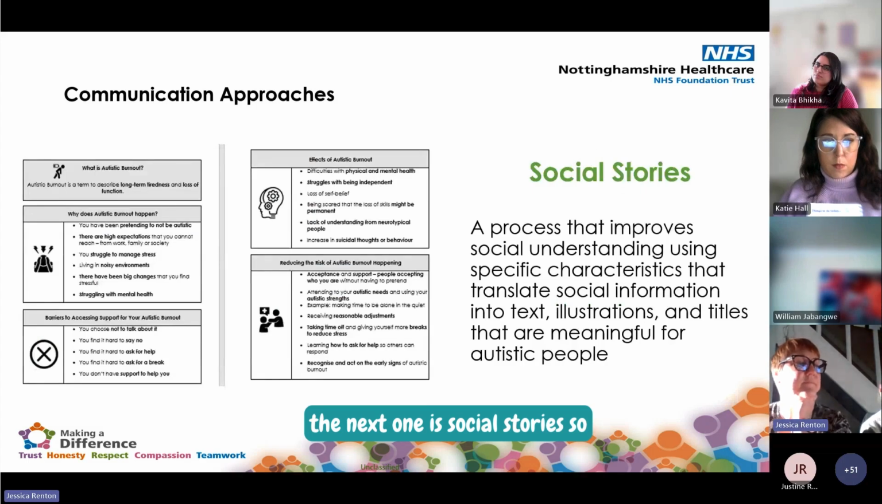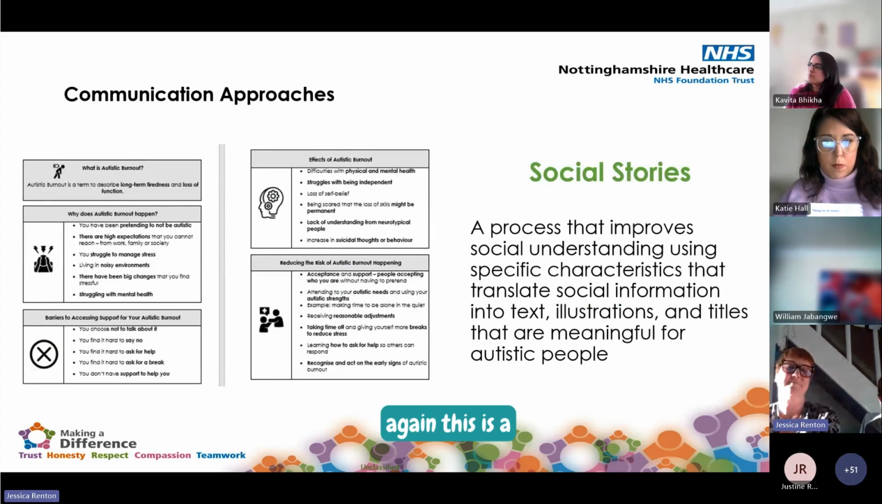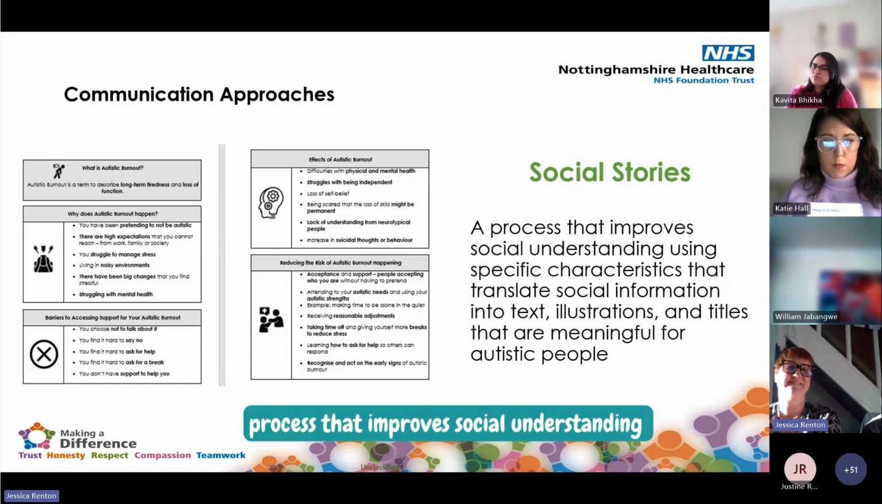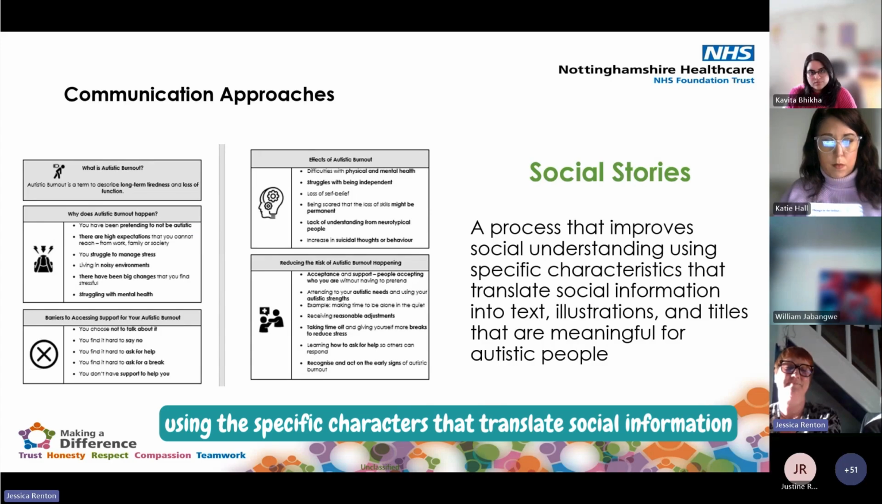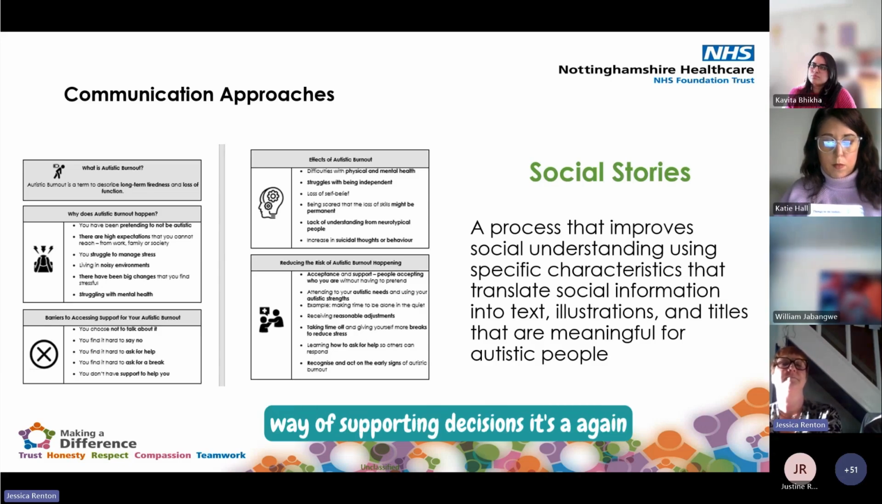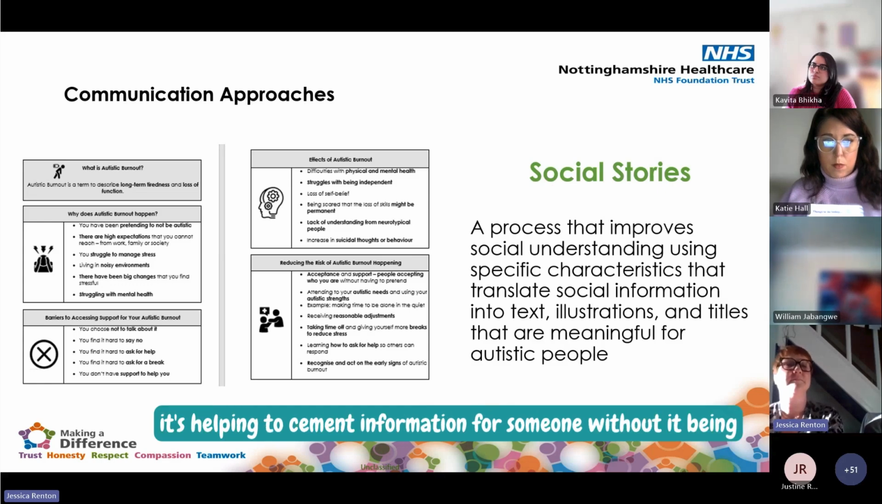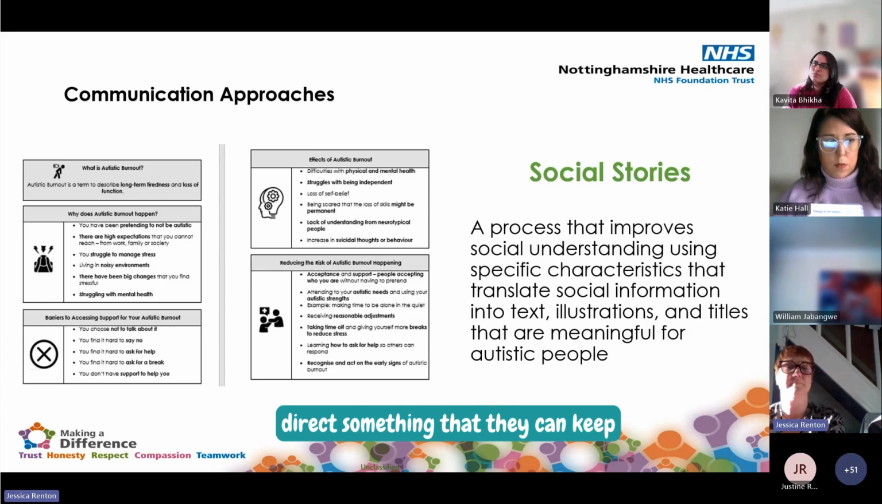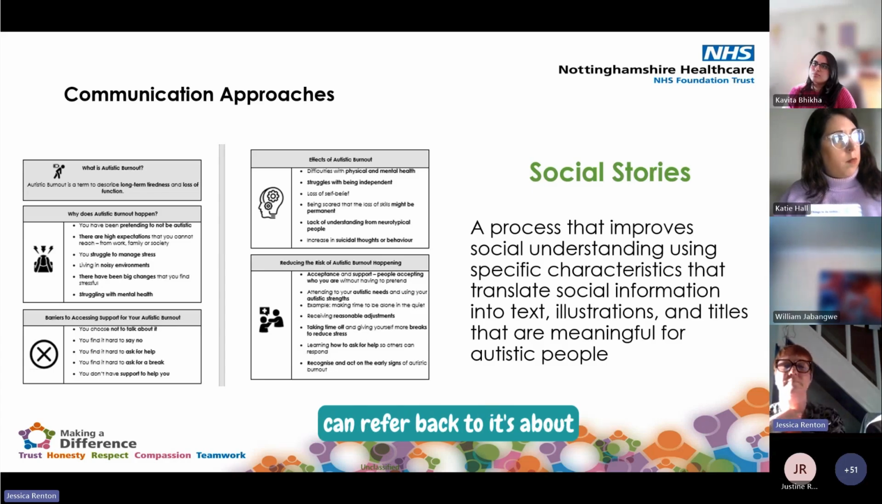The next one is social stories. Again, this is a process that improves social understanding using specific characteristics that translate social information into text, illustrations, and titles that are meaningful for autistic people. It's a way of supporting decisions. It's helping to cement information for someone without it being direct, something that they can keep and refer back to.